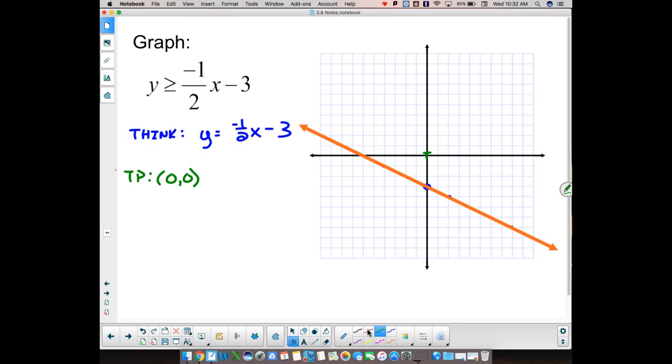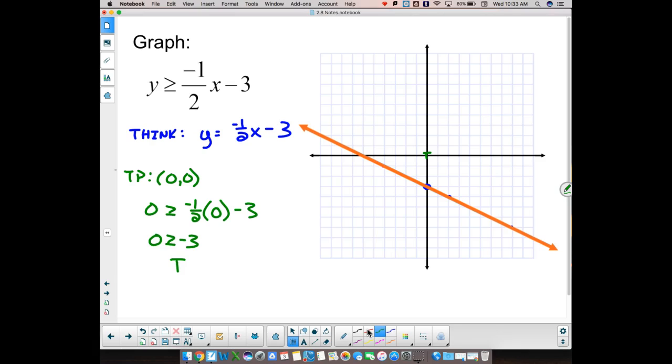Okay. So, I've got 0 is greater than or equal to negative 1/2 times 0, then minus 3. Negative 1/2 times 0 is 0, minus 3 is negative 3, so I get 0 is greater than or equal to negative 3. Is that a true or a false statement? True or false? That's a true statement. Okay?